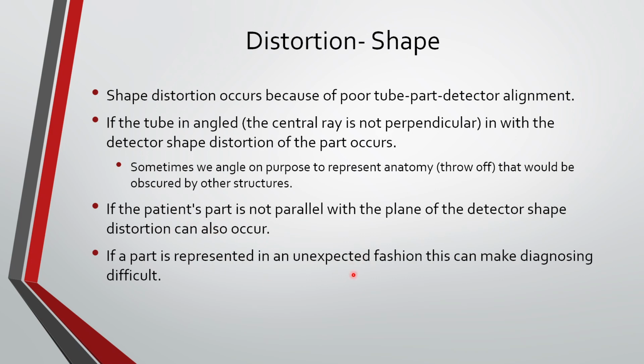The other thing that can happen is that not only is the patient off of the plane of the IR, but the IR can also be angled. One side could be farther down, even though the patient is parallel with the central ray. If the detector is angled, it's also going to be a misrepresentation. This can also be called geometric distortion, for maybe obvious reasons, because we're dealing with the geometry of the way the part, the detector, and the tube line up with each other.